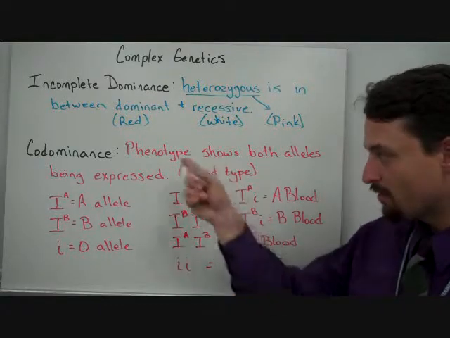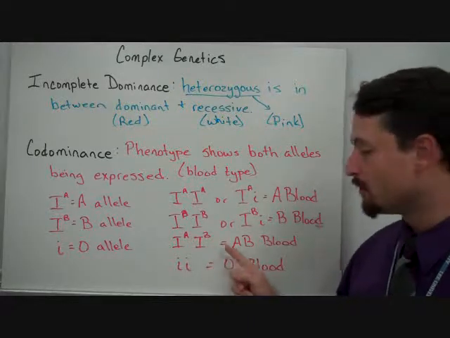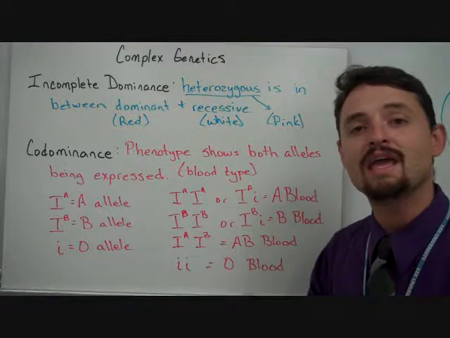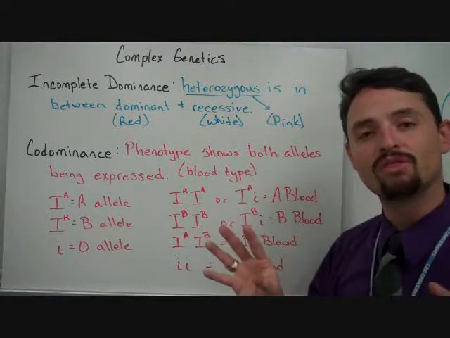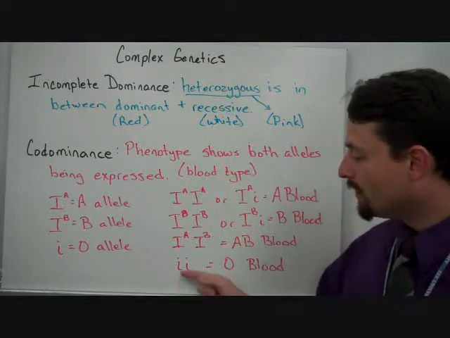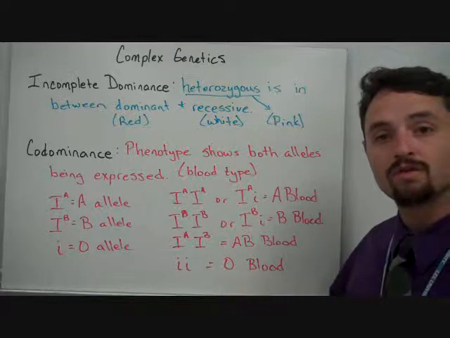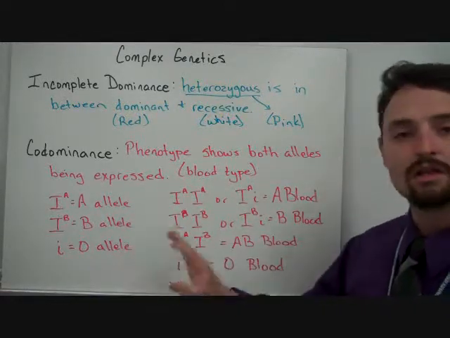But here is where the codominance takes over. If they have the A allele and the B allele together, we say they have AB blood because they actually express both the A and the B characteristics. Not a mixing of the two, but both are expressed equally. Or they could have the little i, and they would be considered O blood, which would be the homozygous recessive still.